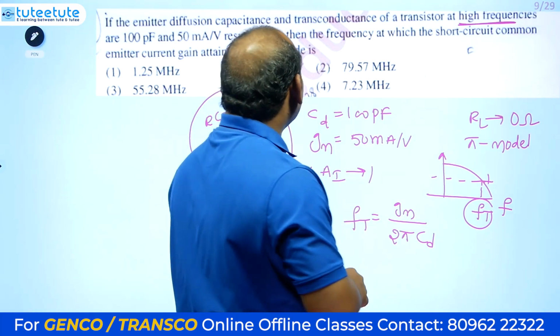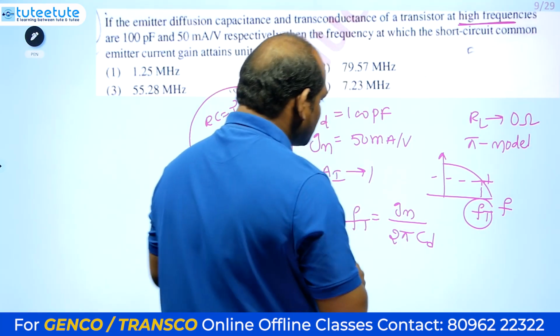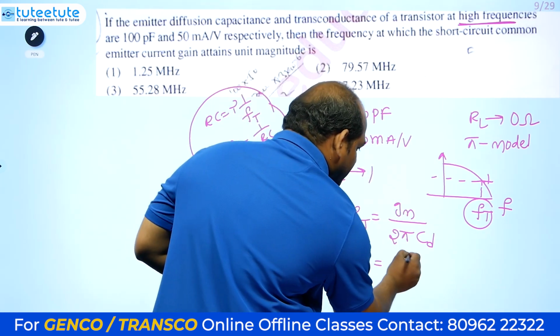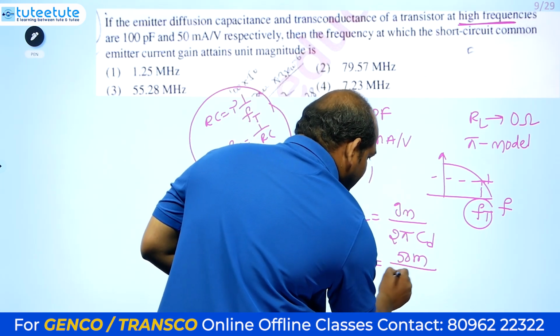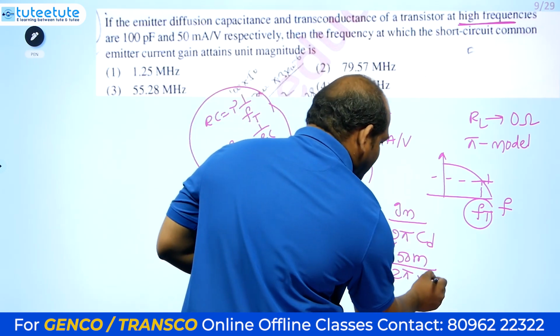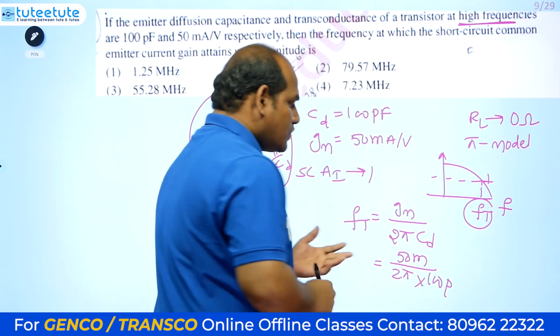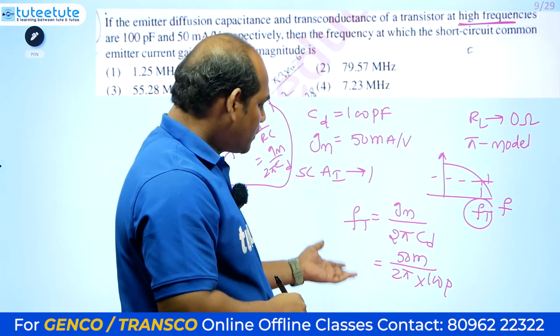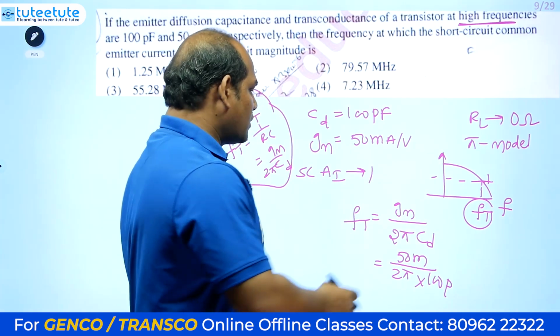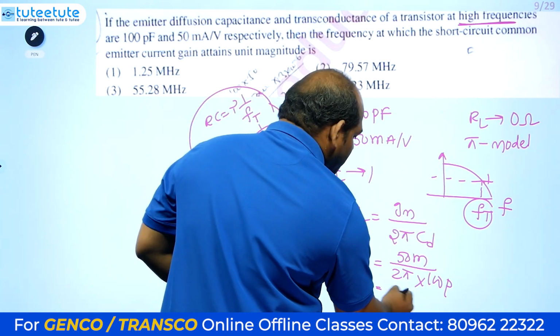Now, they asked about the frequency only. So frequency is equal to the transconductance value, 50 milli, divided by 2 pi, and the diffusion capacitance value, 100 pico. You can substitute the values properly and get the answer easily. It is a simple calculation only that you can perform.